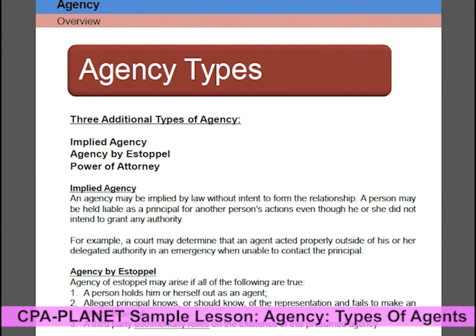Okay, now we've got three additional types of agency. Implied agency, agency by estoppel, and power of attorney. So implied agency is an agency that may be implied by law without intent to form the relationship. A person may be held liable as a principal for another person's actions even though he or she did not intend to grant any authority. For example, a court may determine that an agent acted properly outside his or her delegated authority in an emergency when unable to contact the principal.